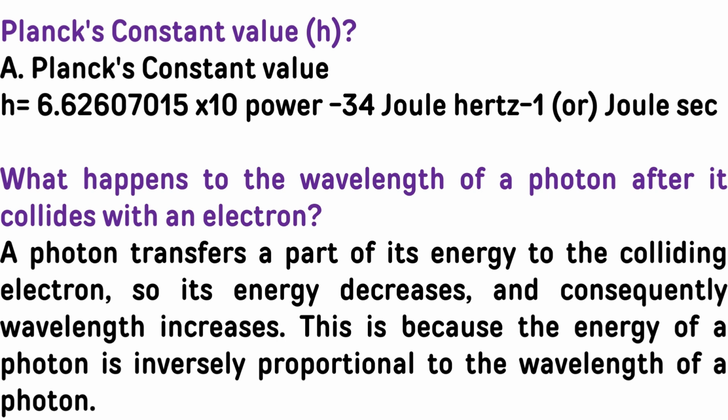What happens to the wavelength of a photon after it collides with an electron? A photon transfers a part of its energy to the collided electron, so its energy decreases and consequently the wavelength increases. This is because the energy of the photon is inversely proportional to the wavelength of the photon.